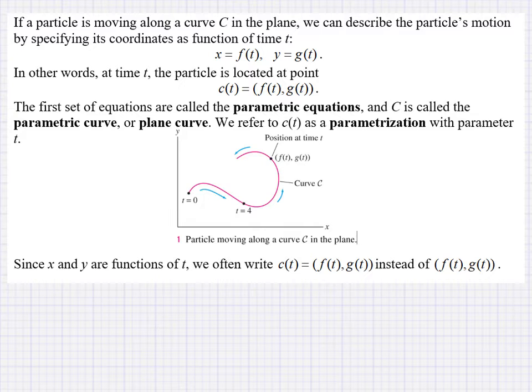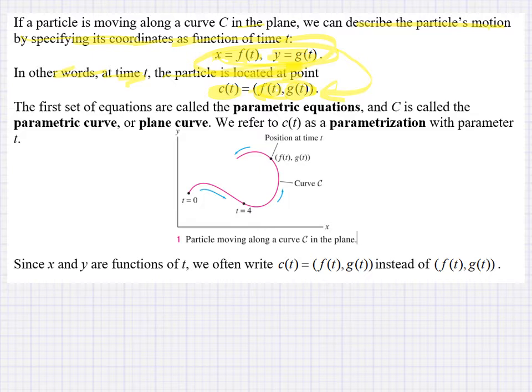So if a particle is moving along a curve C in the plane, we can describe that particle's motion by specifying its coordinates as a function of time. So x is a function of t, y is a function of t. In other words, at time t, the particle is located at the point f of t, g of t, and the curve C is described by those two functions of t. You could break it out as two separate equations, or you could put it together as the coordinates of an ordered point. But nonetheless, this is the idea of parametric equations.